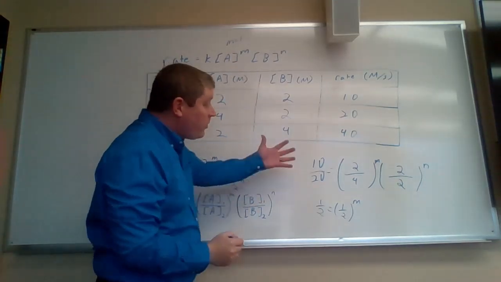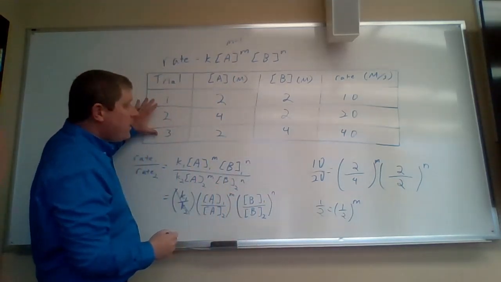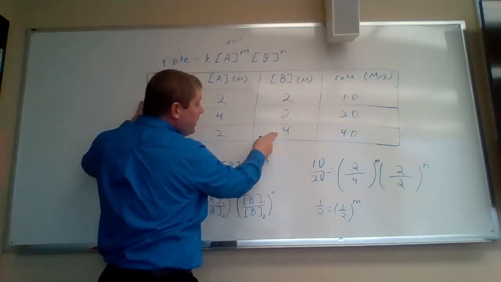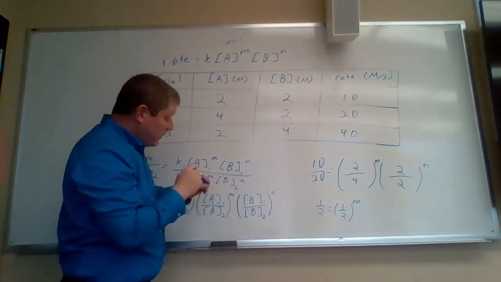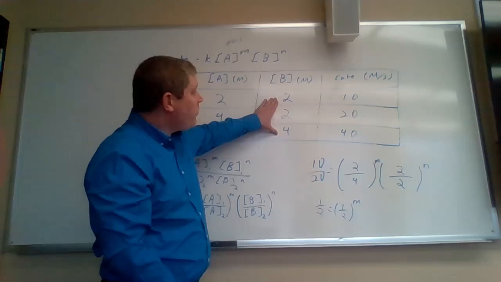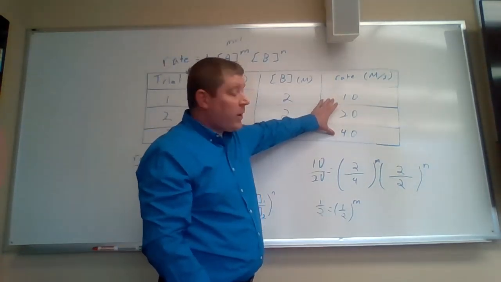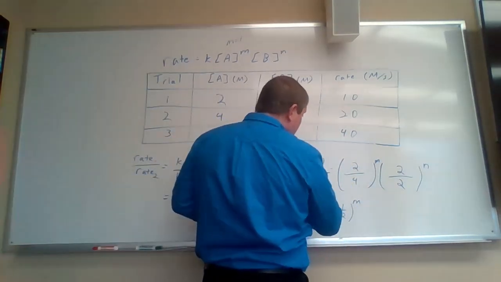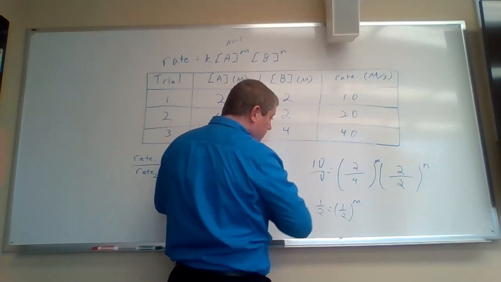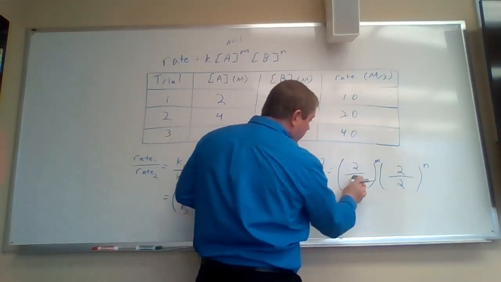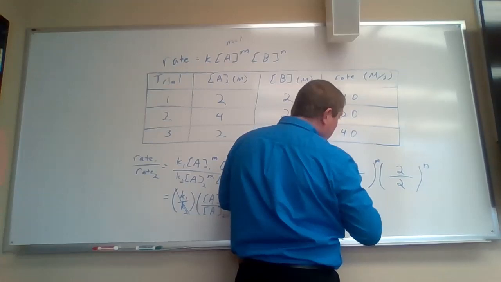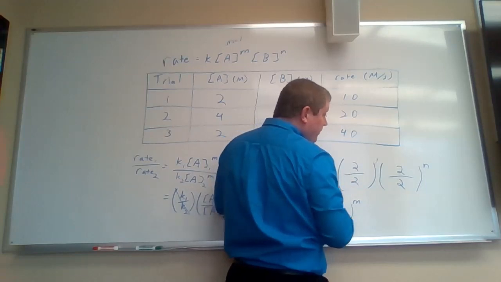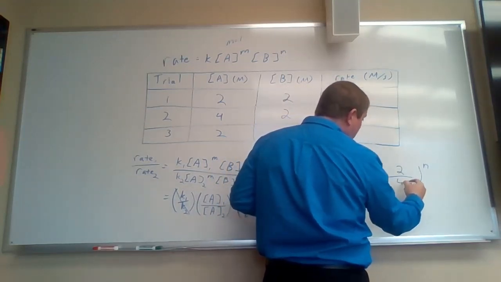We do a similar thing here with trials 1 and 3, where again, now we're keeping A constant and altering B. In this case, we again are doubling the concentration of B. And here the rate didn't double, it quadrupled. So in this case over here, we would have 10 over 40. The value for A here is 2 over 2. I know the value for m, I can go ahead and plug that 1 in there, but it doesn't matter because this is still 1. And over here we have 2 over 4.